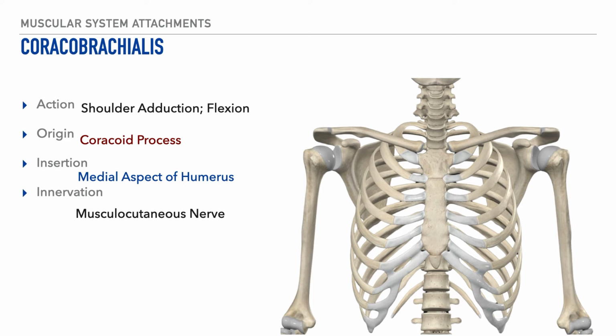Next, we have the Coracobrachialis, and its actions include shoulder adduction and shoulder flexion. And the insertion of this muscle is the coracoid process, and it inserts on the medial aspect of the humerus. And lastly, its innervation is the musculocutaneous nerve.